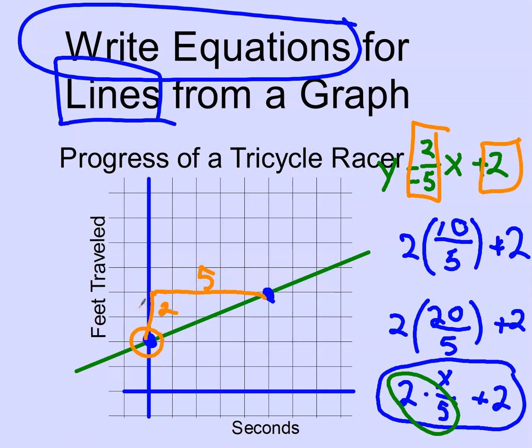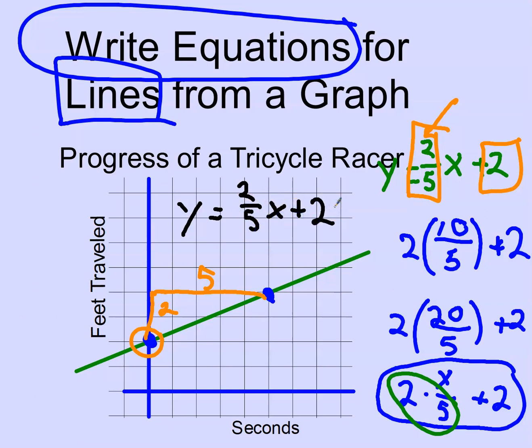So, okay, if they had gone maybe 3 feet every 5 seconds, we could just put a 3 right here instead of a 2. Okay, so we've managed to write an equation. Let me just write it plainly here, right in the middle. Y equals 2/5 x plus 2.